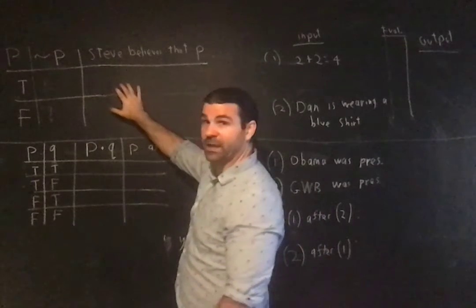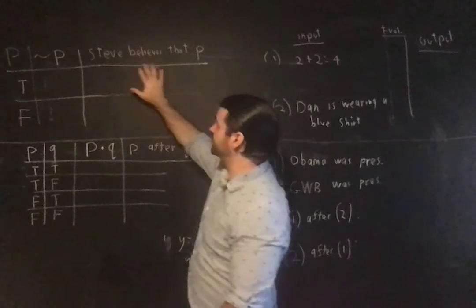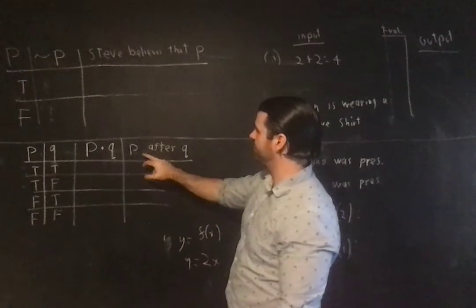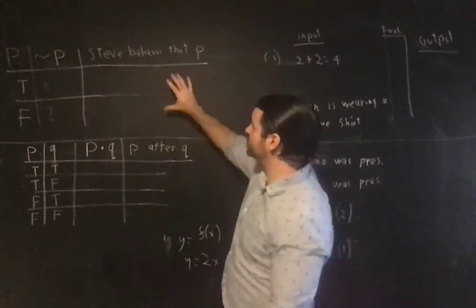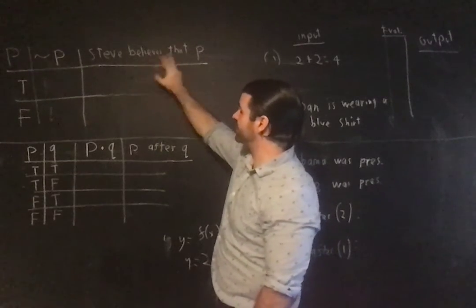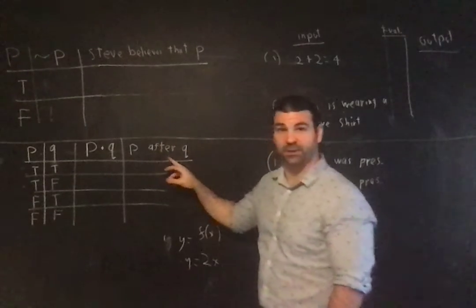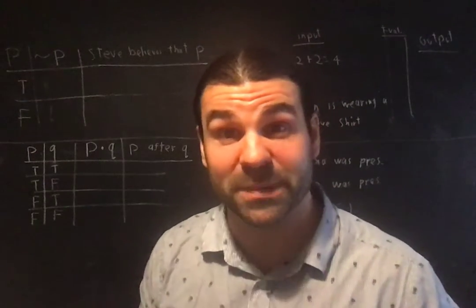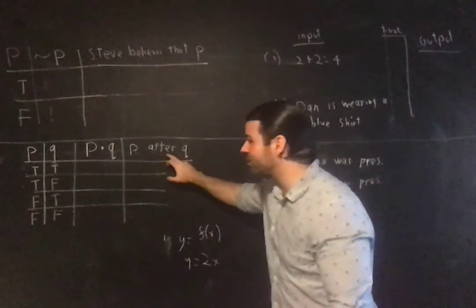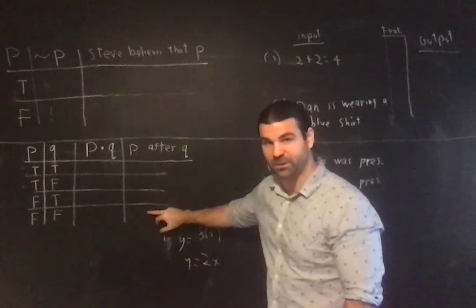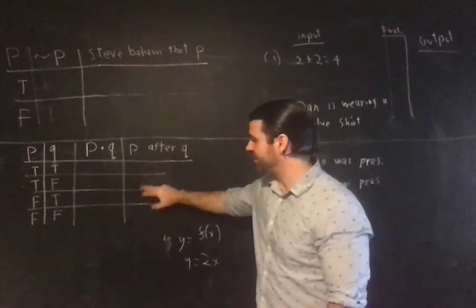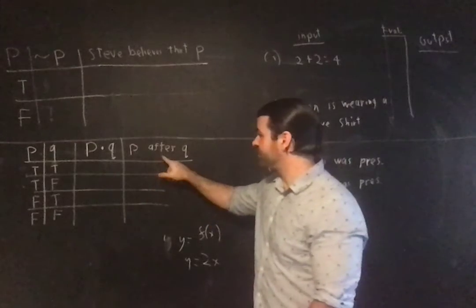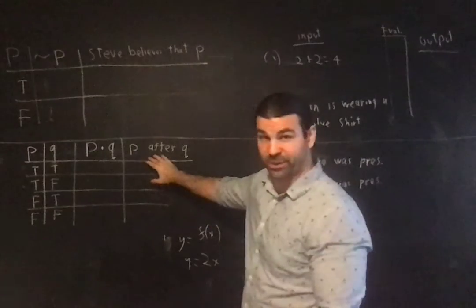And I've got next to it: Steve believes that P, and here P after Q. These two operators, Steve believes that blank, blank after blank, those two sentential operators are non-truth functional. What that's going to mean is you cannot actually construct a truth table for these operators, right?